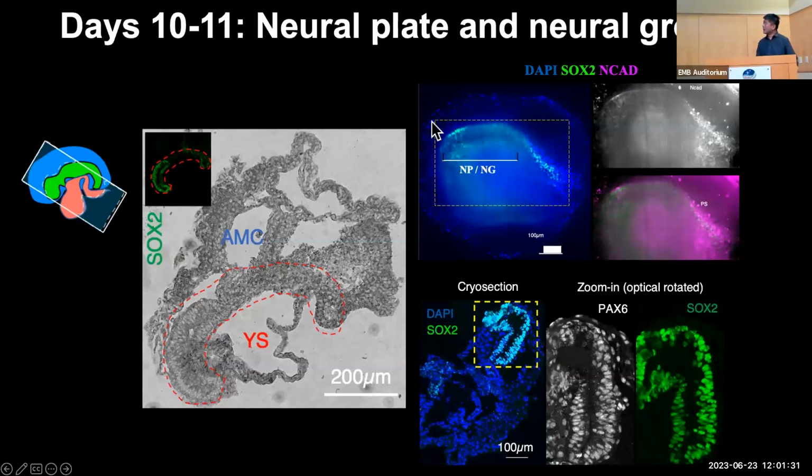But at the anterior end, there is a neural plate-like structure, and at the posterior end, you can see that's where gastrulation starts to happen. So they indeed establish this anterior-posterior axis.